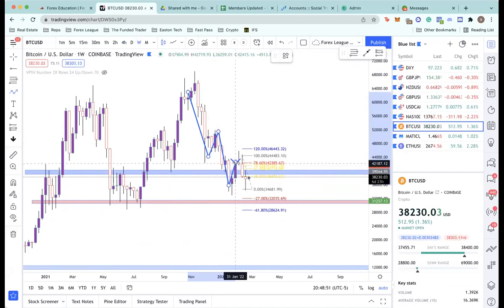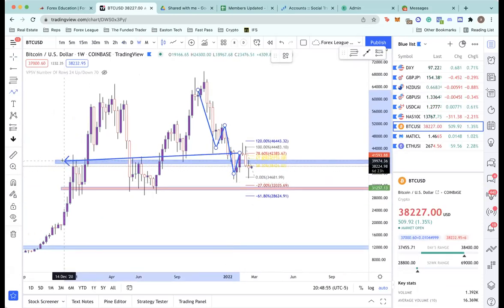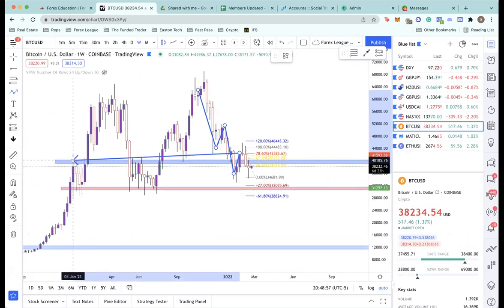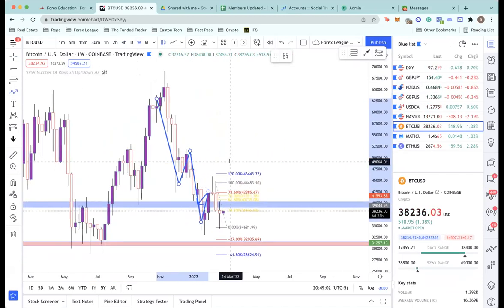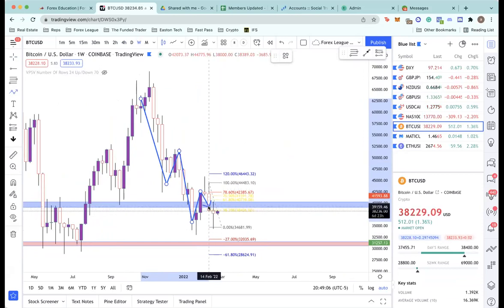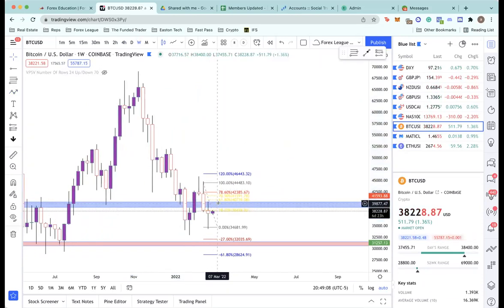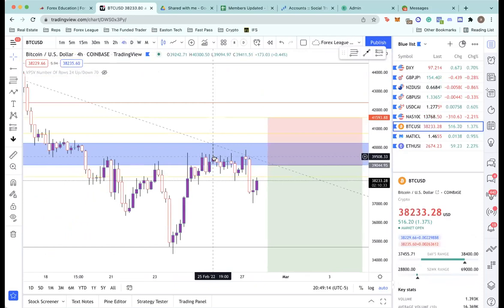Boom, boom, right? Have this evening star, which is a bearish confirmation. We've got this huge level of resistance at 40,000. So we got resistance, resistance, support right there. Last week we did have this spinning top, which is a reversal candle, but as long as we are below this 39,000, 40,000 level, I'm definitely looking for sells.